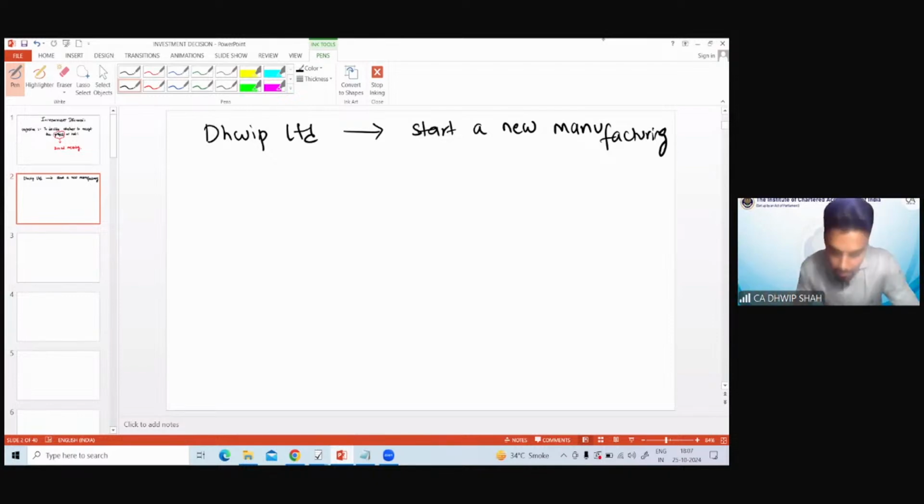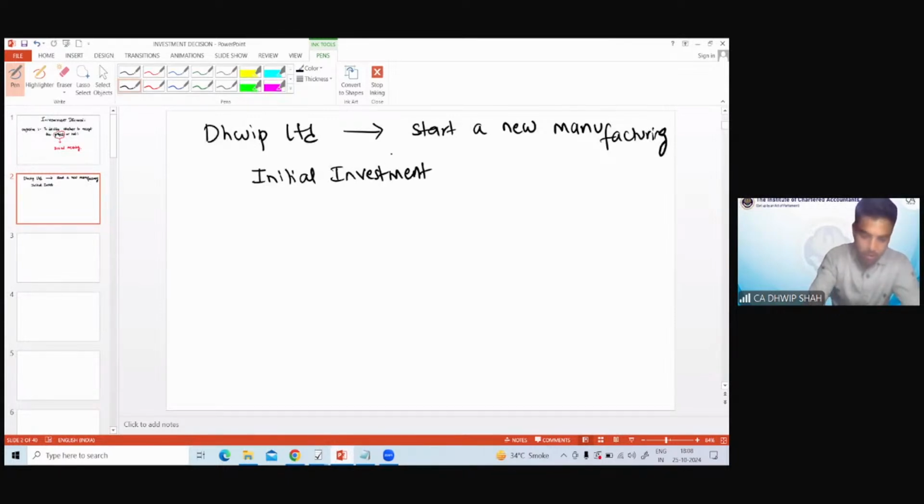Correct? So to start a new manufacturing business, or to run any business, you would need paisa, money, capital. So let's say my initial investment, or my outflow for starting a new business, is rupees 7,50,000.